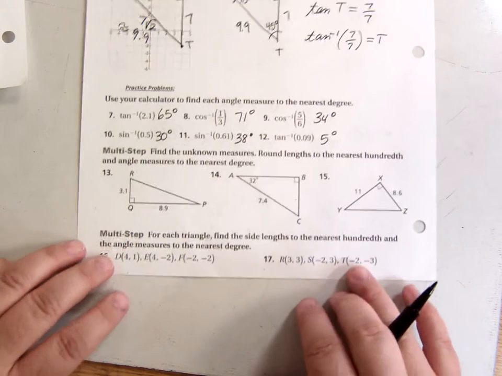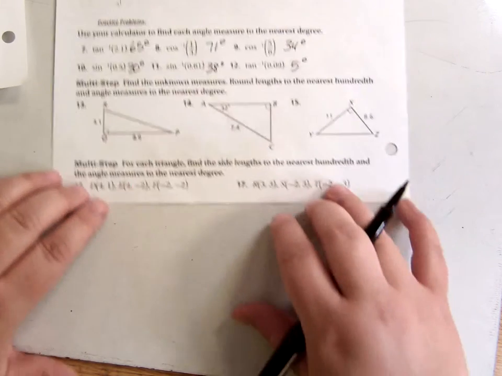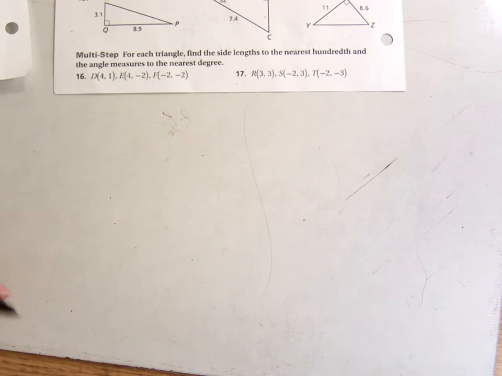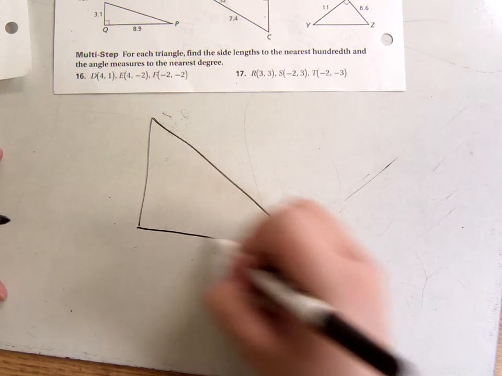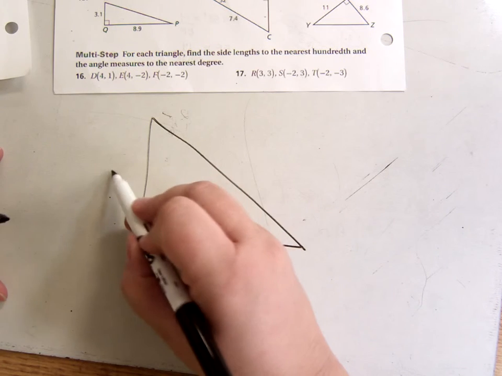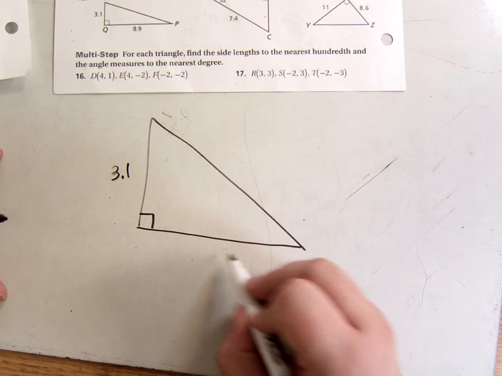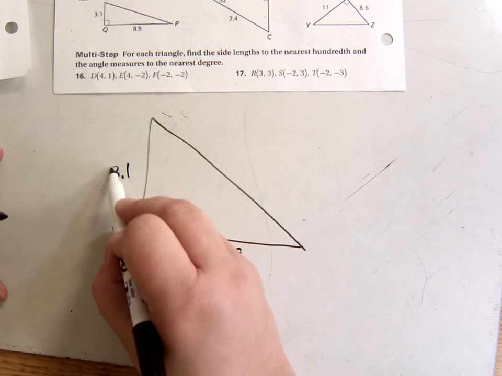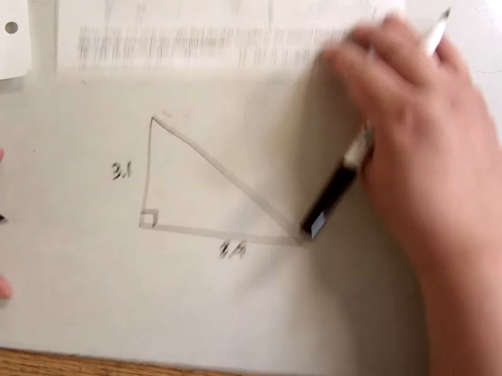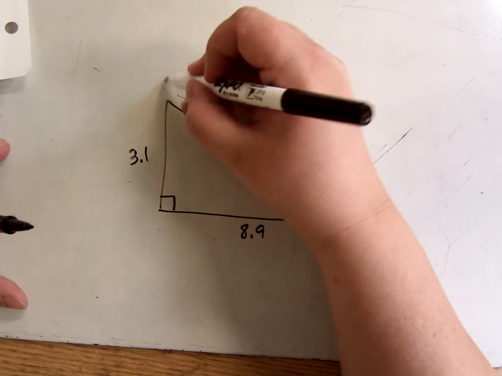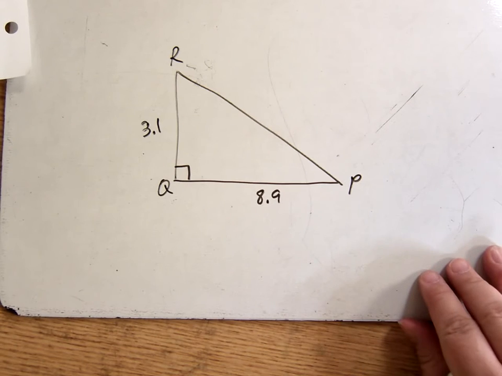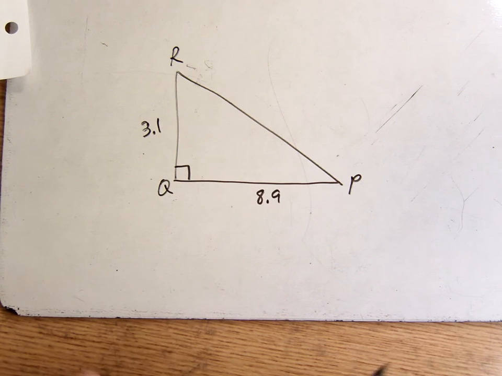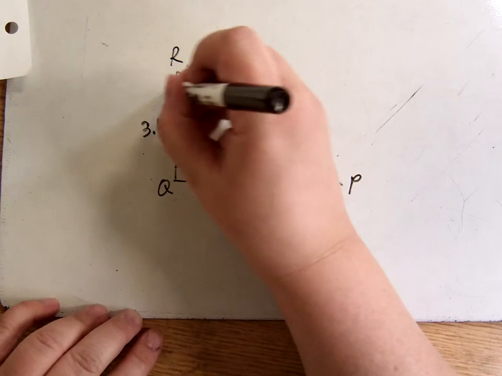All right, on number 13 down here, let's go ahead and work 13 together. And that's the last one I'm going to do for you on here. And let's see, we have a right triangle with legs here of 3.1 and 8.9. And that's all we know. So we have R, we have Q, we have P. Okay, we need to start by finding either angle R or angle P. Doesn't really matter which one. I'm going to choose angle R.